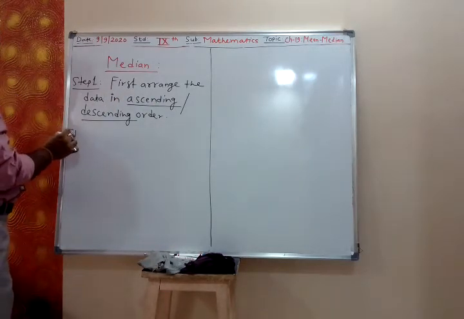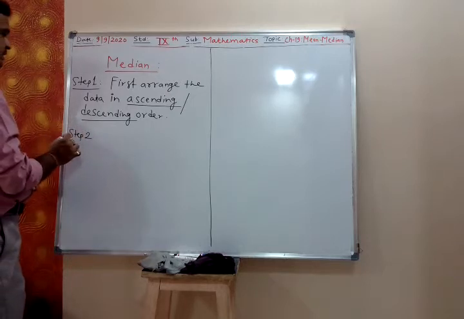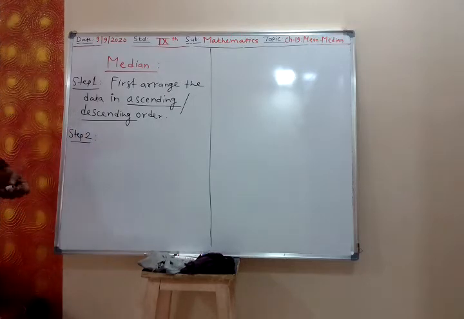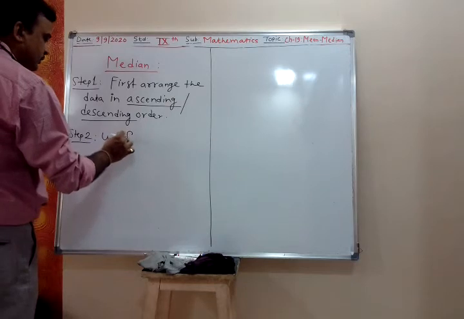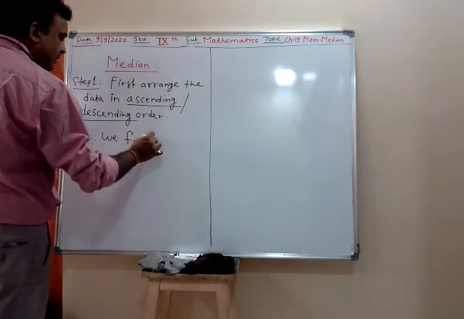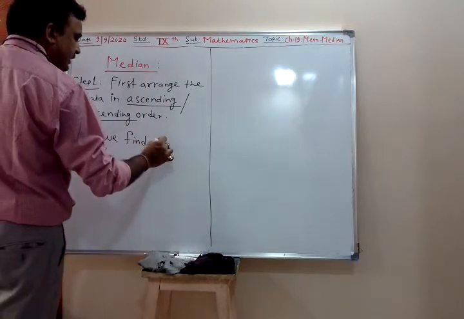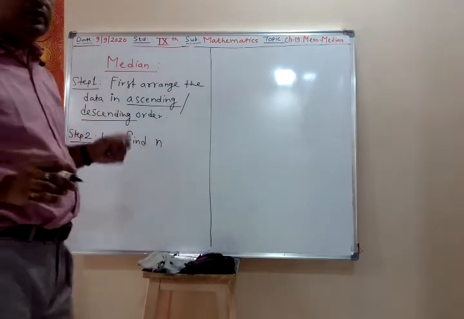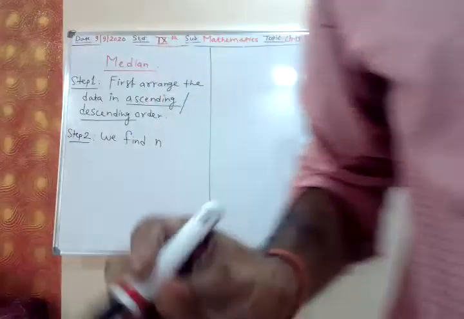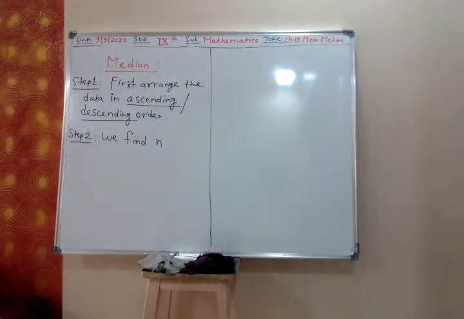Then step 2. After arranging the data in ascending or descending order, we find n. N is the total number of observations.